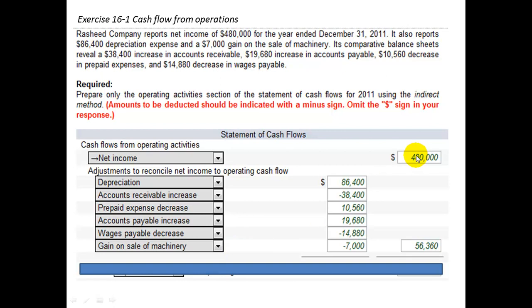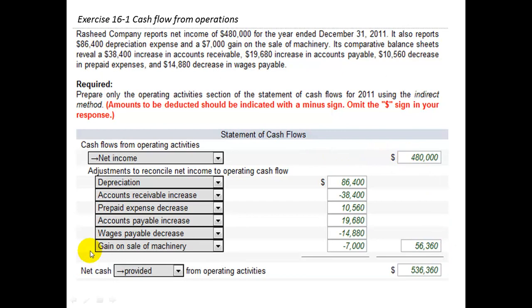So you take the beginning net income and you make these changes to it, and you'll come up with a net cash flow total adjustments of $56,360, which you will add, because it's a net plus, to the original net income figure to come up with net cash provided from operating activities of a total of $536,360.